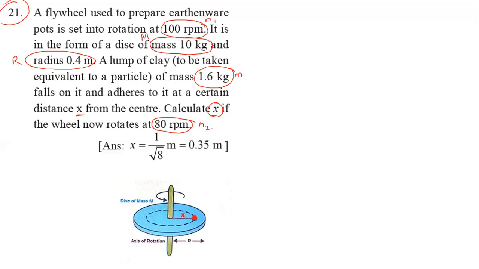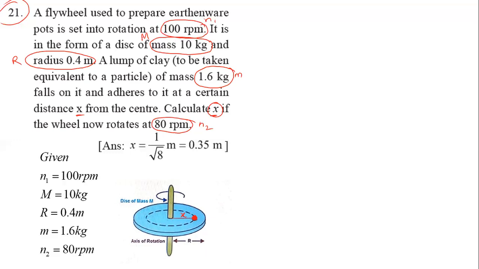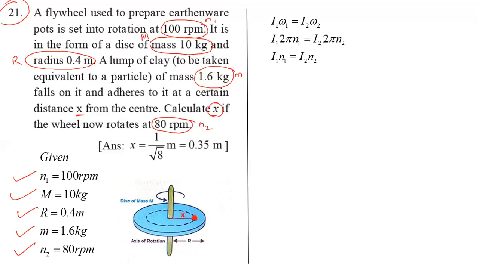Now here angular momentum is conserved, so we can use conservation of angular momentum. Here you can see the given: n1 is 100 rpm, mass of the disk 10 kg, radius 0.4 meter, mass of the lump of clay 1.6 kg. Now the second frequency is 80 rpm. By conservation of angular momentum, we can write I1 omega 1 is equal to I2 omega 2. Omega 1 we can write as 2 pi n1. This 2 pi gets cancelled, so we get the formula I1 n1 is equal to I2 n2.